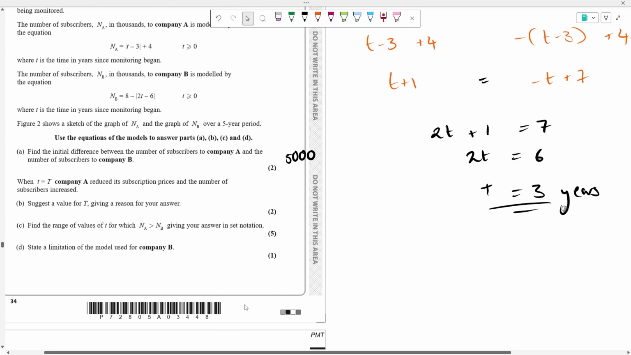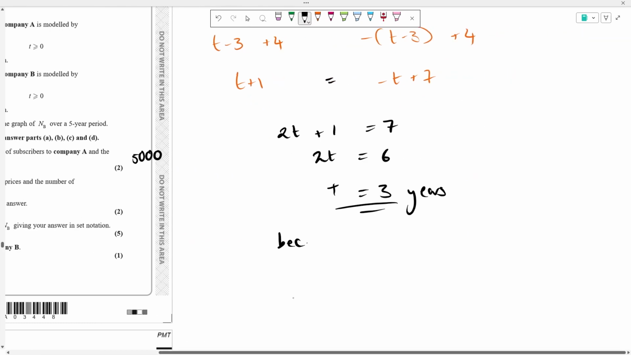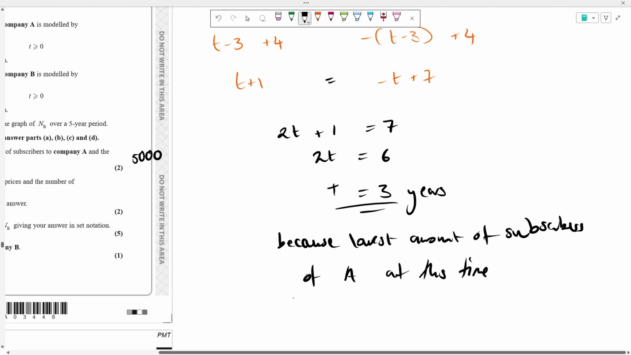And then it also asks us for the explanation. I think giving a reason for your answer, because it's the lowest amount of subscribers of A at this time. Cool.